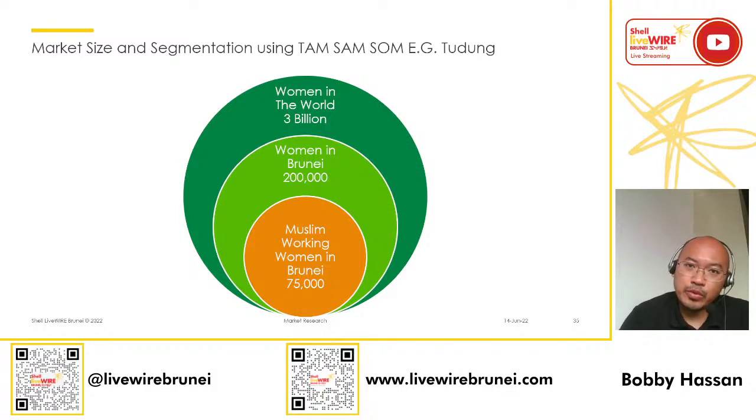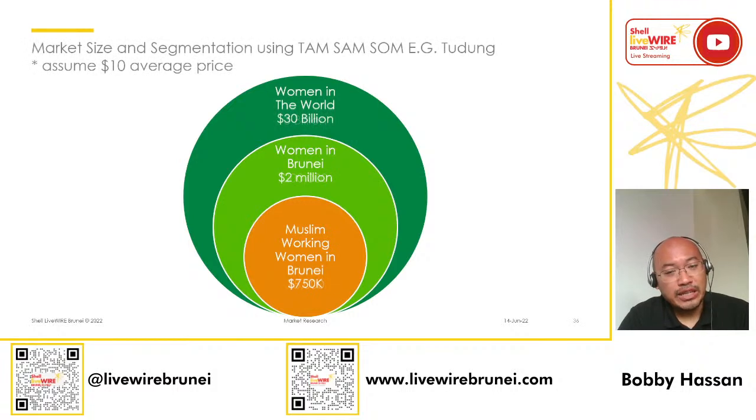Now, sometimes when people use TAM, SAM, SOM, it's not just in units of available customers, but they might want to look into the total amount of sales. So let's assume that a simple shawl is $10 on average, and women will buy it once a month.